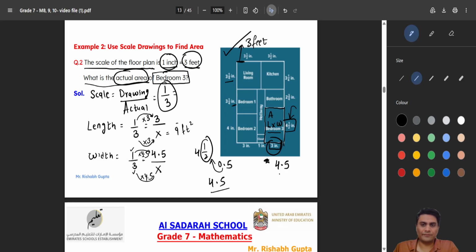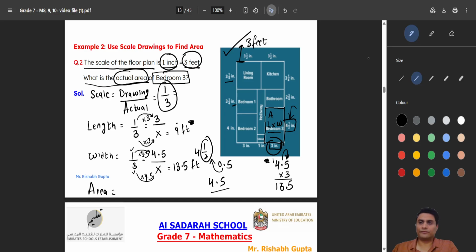So 4.5 times 3. How much? 13.5. Check. 5 times 3, 15. 1 up. 4 times 3, 12. 12 and 1, 13. After decimal, there is only one number. So after one number in the answer, put the point. So this will become 13.5 feet. Why did I write square here? Sorry. Okay. Now we have to find the area.